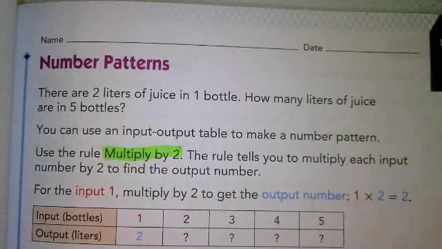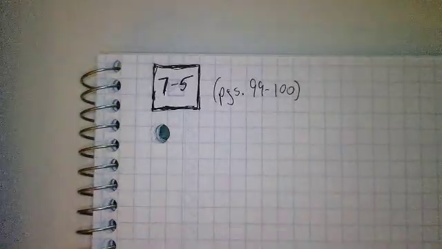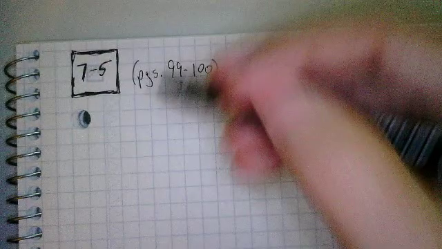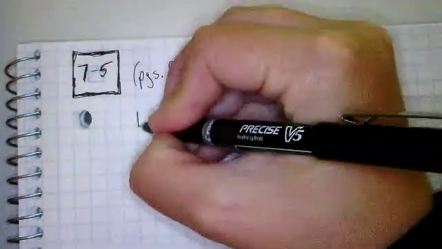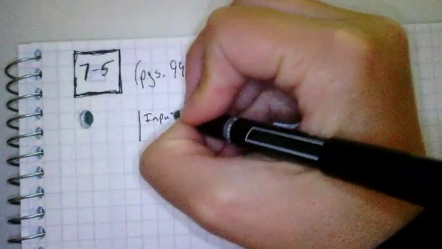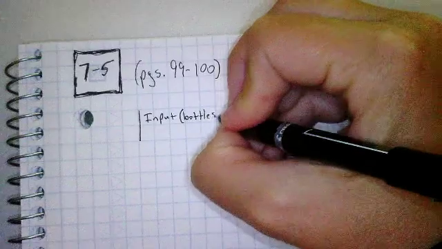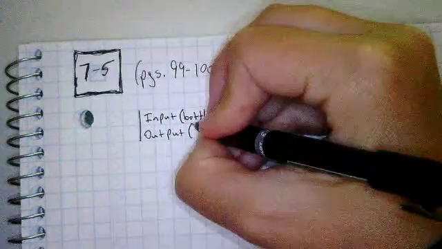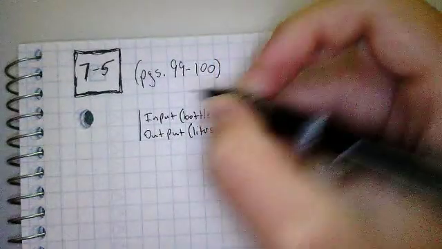What does that mean? Well, let's draw a quick table here. Now, there are 2 ways you can draw input-output tables, okay? So I'm going to draw 2 different input-output tables. The first way is we can go across like your book draws it, okay? So we're going to have input, which is our number of bottles, and our output, that's our number of liters, okay?